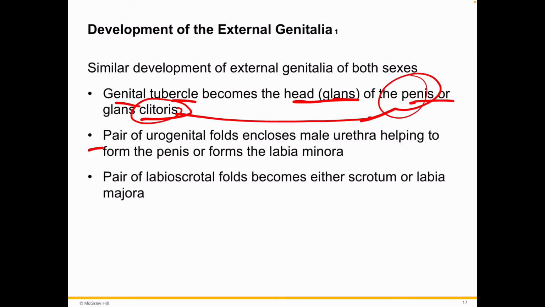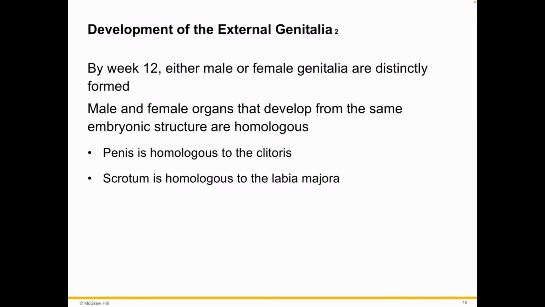A pair of urogenital folds is going to enclose the male urethra, helping it to form the penis, and those would form the labia minora in females. And then the scrotum actually is the labia majora in females, but it becomes the scrotum in males, which has very similar skin and hair distribution. So yeah, very similar structures used for different purposes, right? By week 12, we've definitely turned either biologically male or biologically female, and it is very distinct at this point.